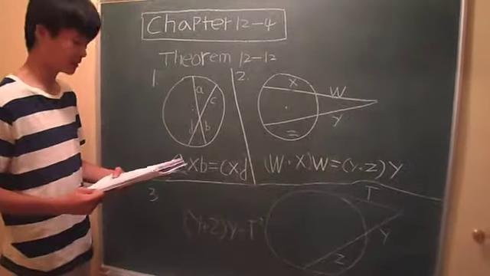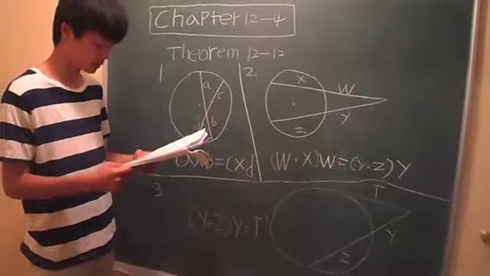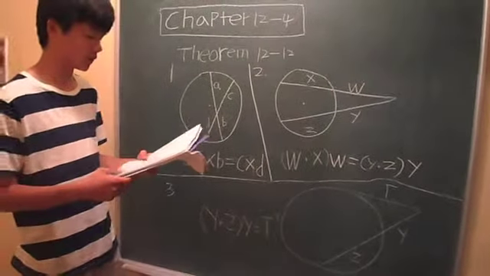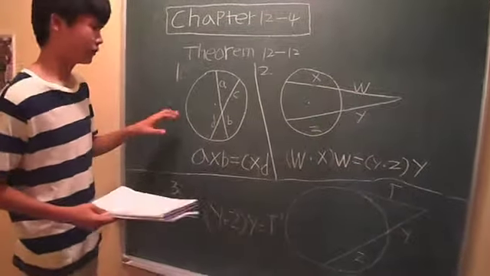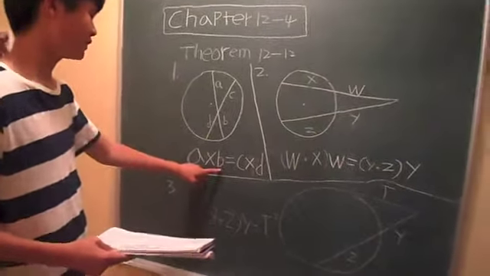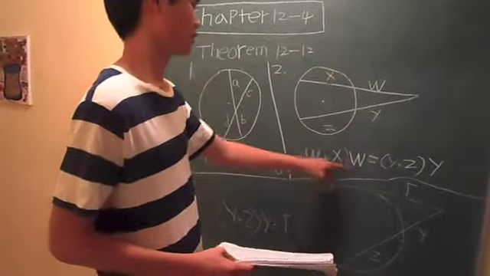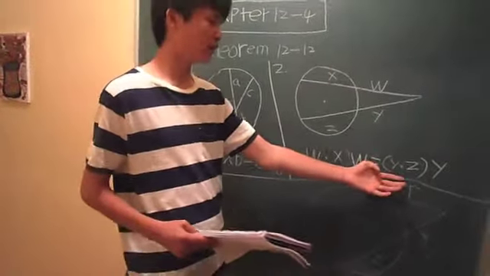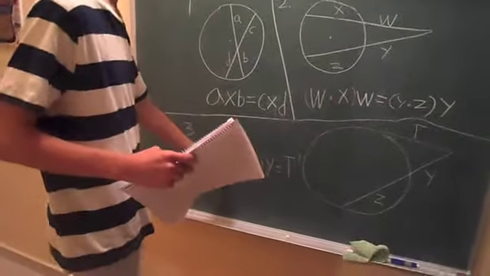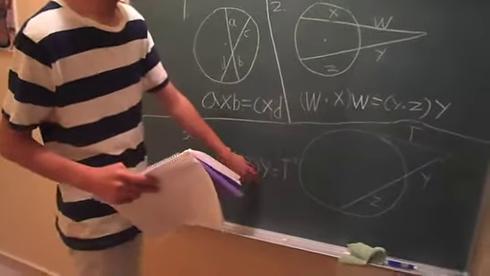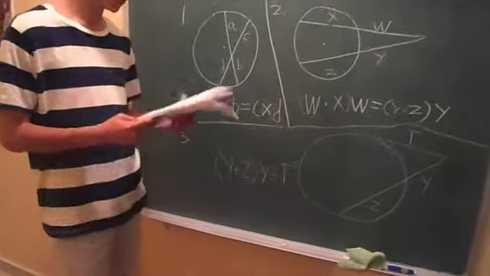Theorem 12.12 says for a given point and circle, the product of the lengths of the segments from the point to the circle is constant along any line through the point and the circle. For this equation it is a times b equals c times d. For this one, w plus x times w equals y plus z times y. For this one, y plus z times y equals t squared is the equation to find the missing letter.